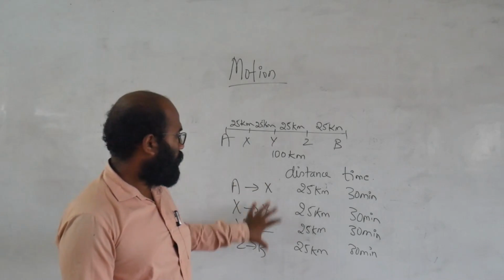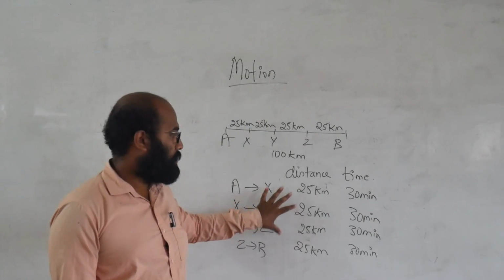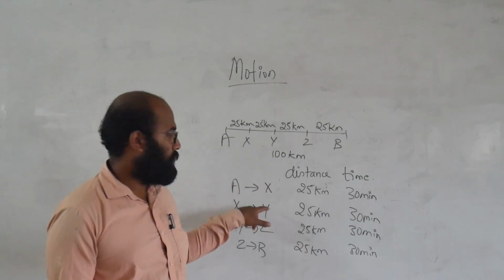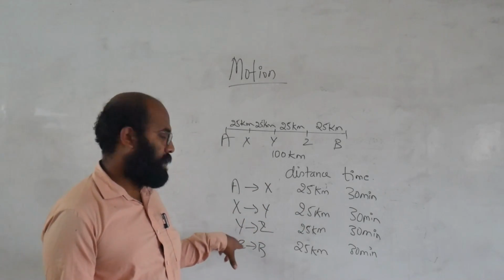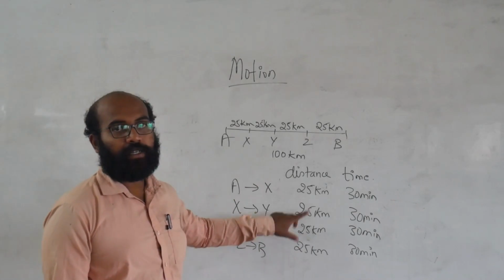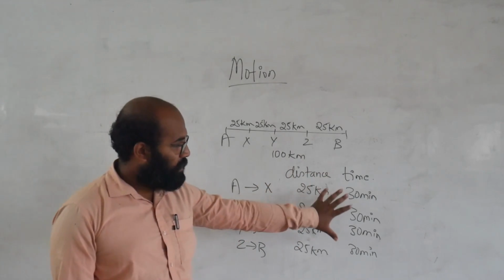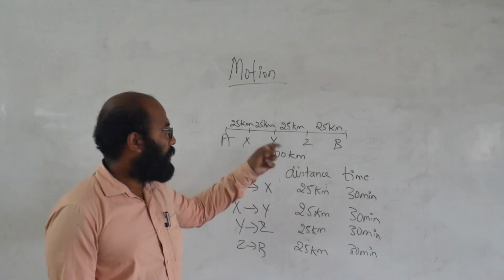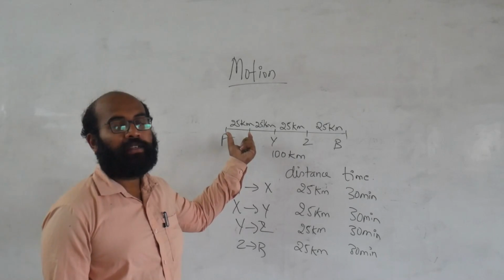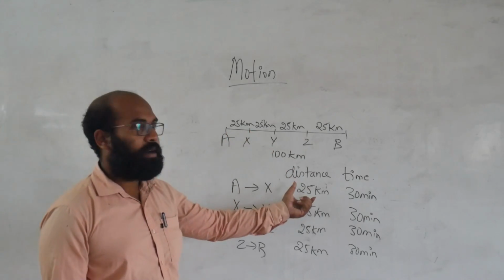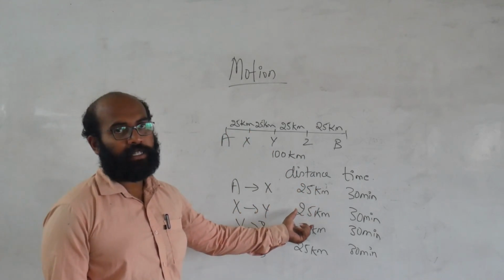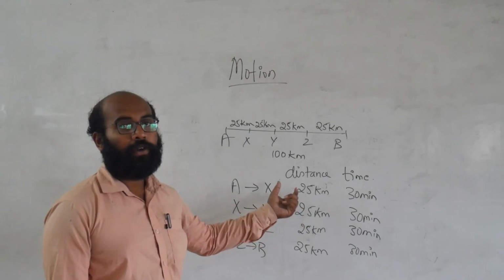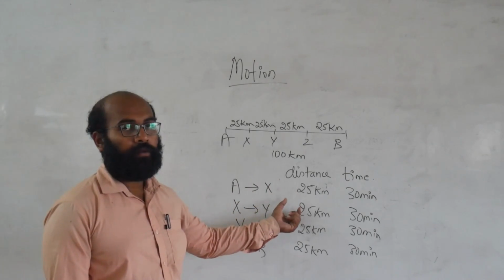If you look at this situation, to travel 25 kilometers from each place, from A to X, X to Y, Y to Z and Z to B, all are at equal distance, that is 25 kilometers. I require the same amount of time, that is 30 minutes. So for traveling an equal distance, the time required is the same. In such cases, the object is said to be traveling in uniform motion, because it is the same.